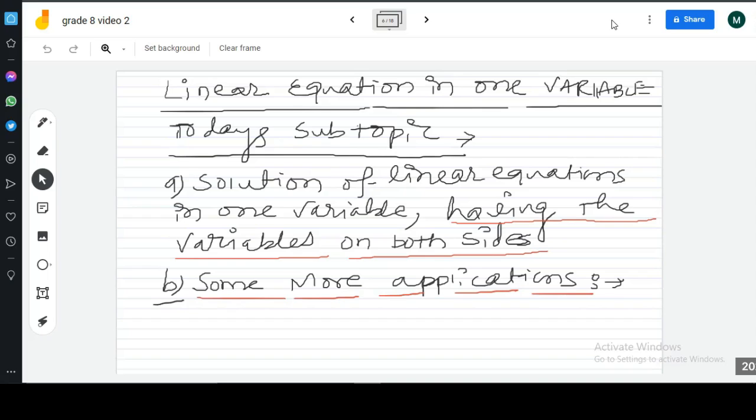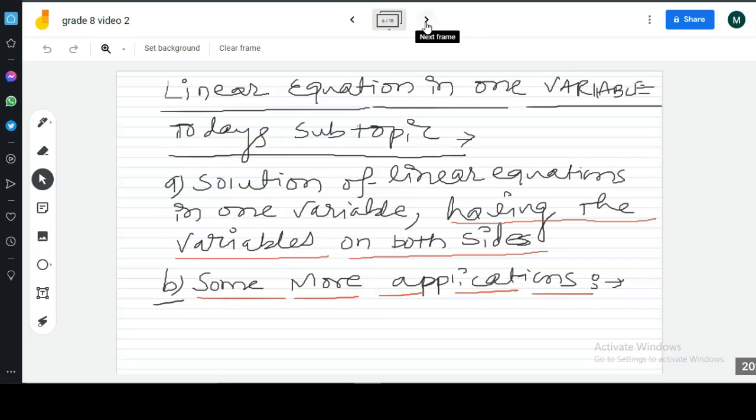So today we are going to solve some more examples on the linear equation in one variable which we have seen in the last video. Today's subtopic is the solution of linear equation in one variable in the case when the variable is on both sides. That variable will be on the LHS as well as the RHS of the given linear equation. And also we'll see examples on the applications of this type of equations. Okay, so let's continue with the example on this.